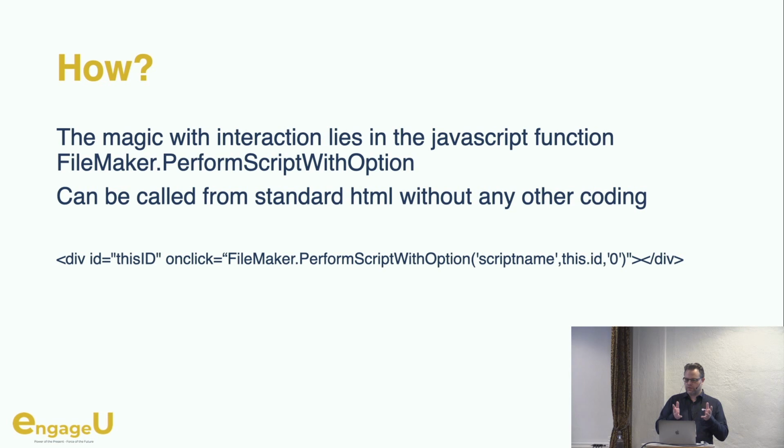It's just a JavaScript that is embedded in the web viewer, so that we can call into FileMaker and run a script. That is doing the magic with the interaction. The great thing about this is that it can be called from standard HTML. So even if you don't know anything about JavaScript or how to write JavaScript code, this is so dead simple to use. I've just given an example here.